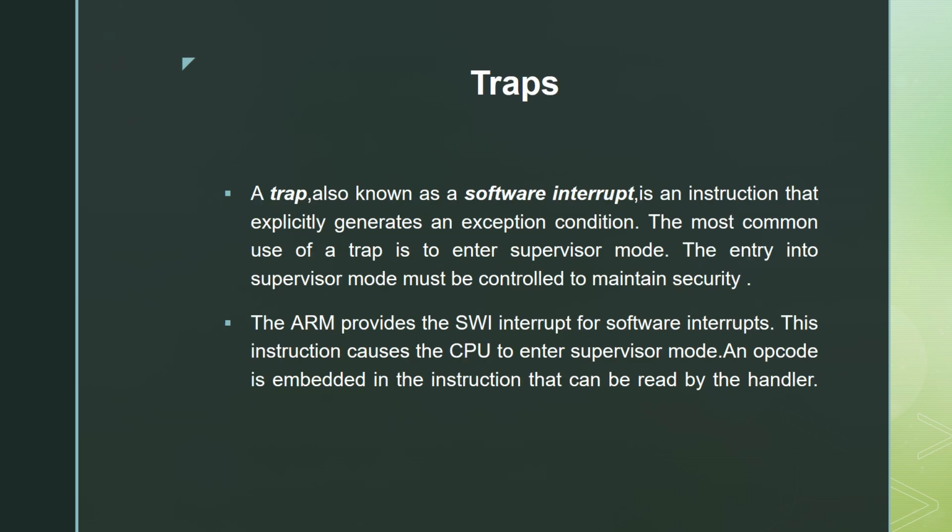So the next one is trap. A trap is nothing but a software interrupt. It is an instruction that explicitly generates an exception condition. The most common use of a trap is to enter into the supervisor mode. The entry into the supervisor mode must be controlled to maintain security. Here the ARM provides the SWI instruction for the software interrupt. This instruction causes the CPU to enter into the supervisor mode, and an ARM code is then embedded in the instruction that can be read by the handler.